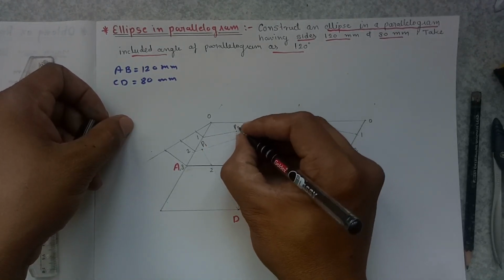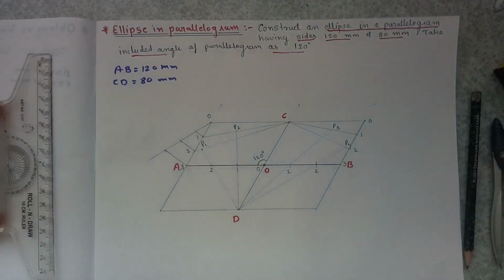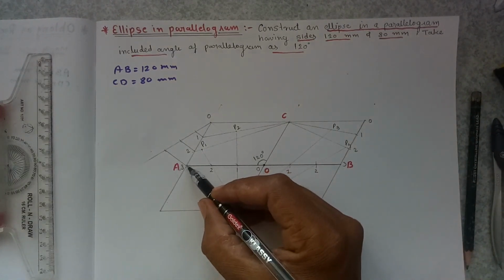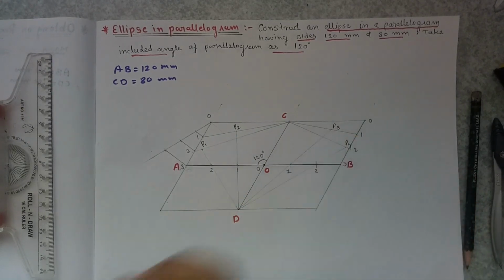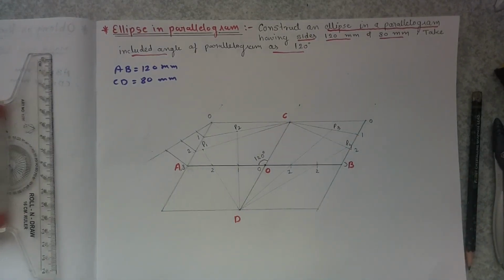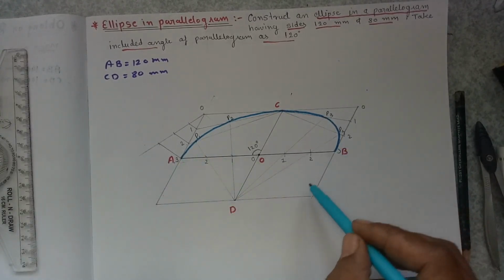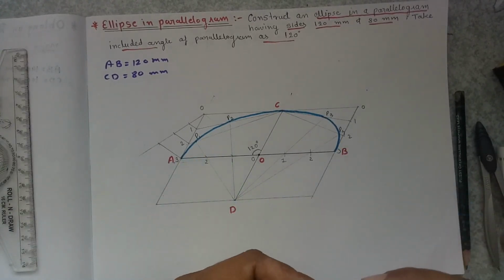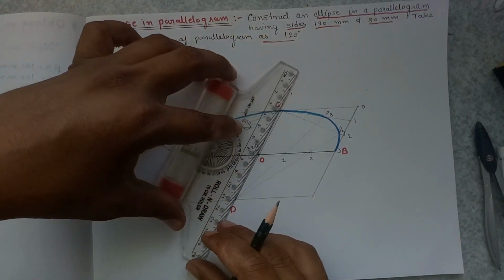P1, P2, P3, P4, and draw the freehand curve passing through these points: P1, P2, C, P3, P4. Now follow this same method to draw an ellipse in the second half, or you can follow this particular method also. For that, what do we have to do?